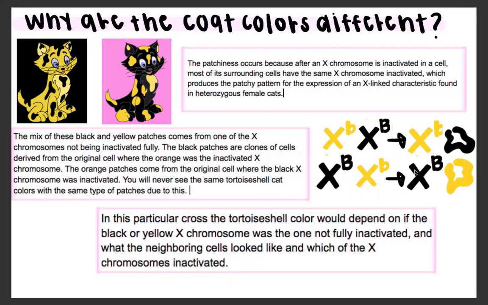The mix of these black and yellow patches comes from one of the X chromosomes not being fully inactivated. The black patches are clones of cells derived from the original cell, where the orange was the inactivated X chromosome. The orange patches come from the original cell where the black X chromosome was inactivated. You will never see the same tortoiseshell cat colors with the same type of patches due to this. In this particular cross, the tortoiseshell color would depend on if the black or yellow X chromosome was the one not fully inactivated and what the neighboring cells looked like and which of the X chromosomes were inactivated.